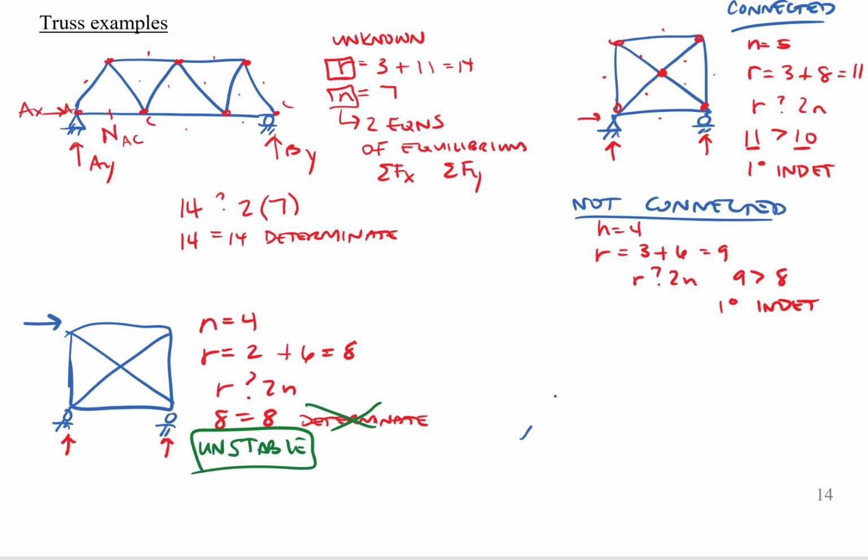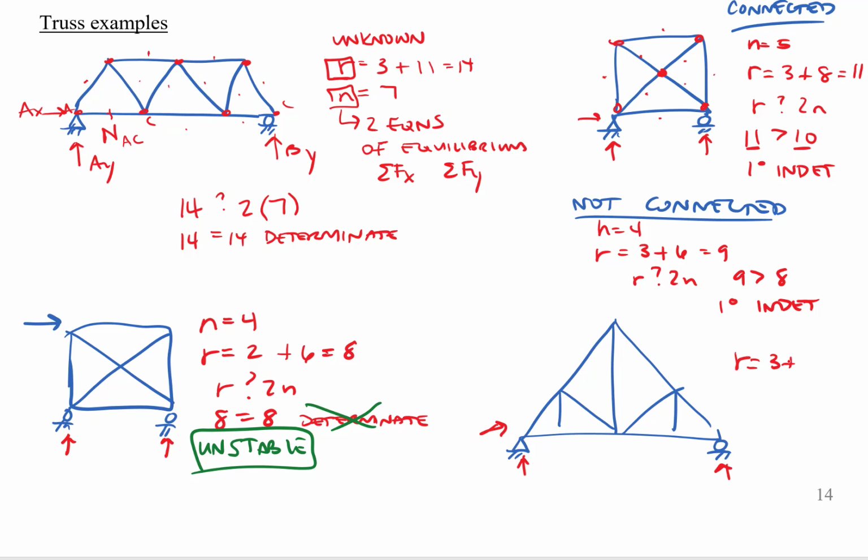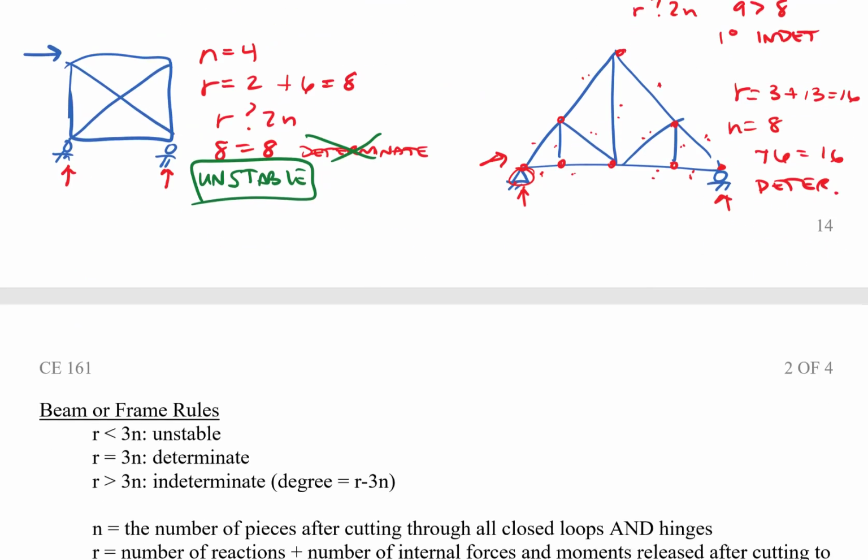We could do one last example. I have 3 reactions. 1, 2, 3, 4, 5, 6, 7, 8, 9, 10, 11, 12, 13 members. N is 8. So I have 16 equal to 16. I do have a determinate structure. I can't see rigid body motion because this prevents motion to the side and up and down. So that's our determinacy for trusses.